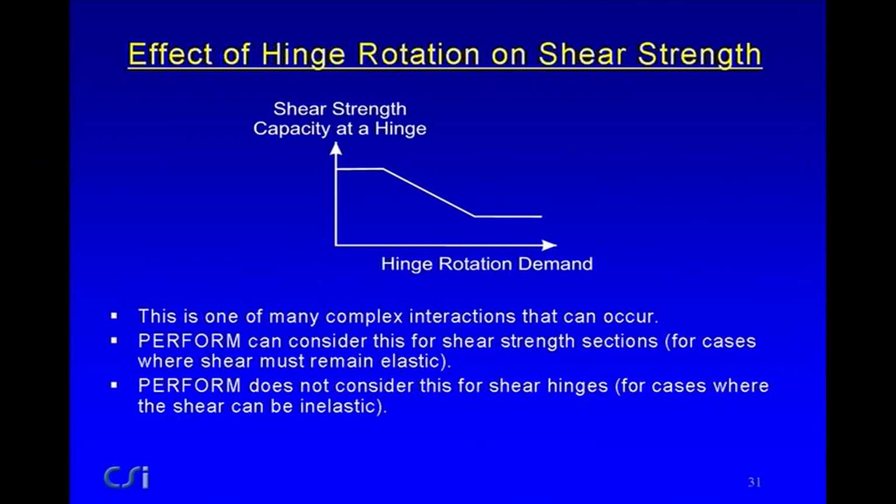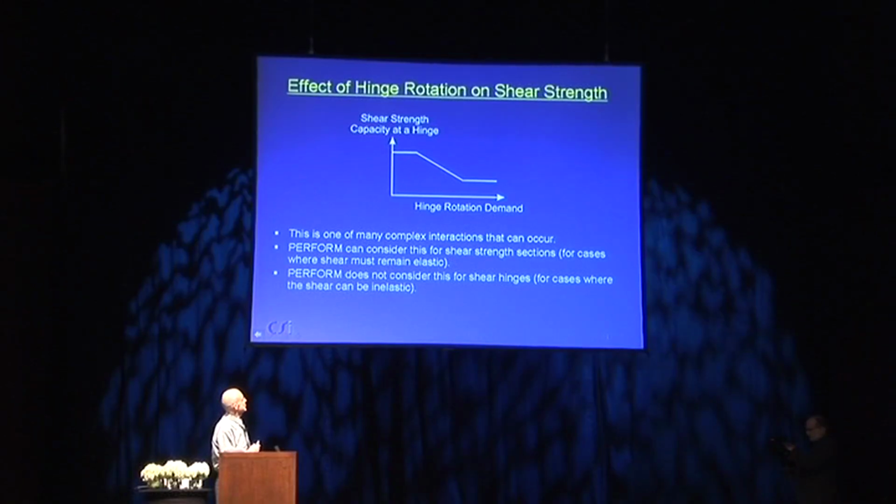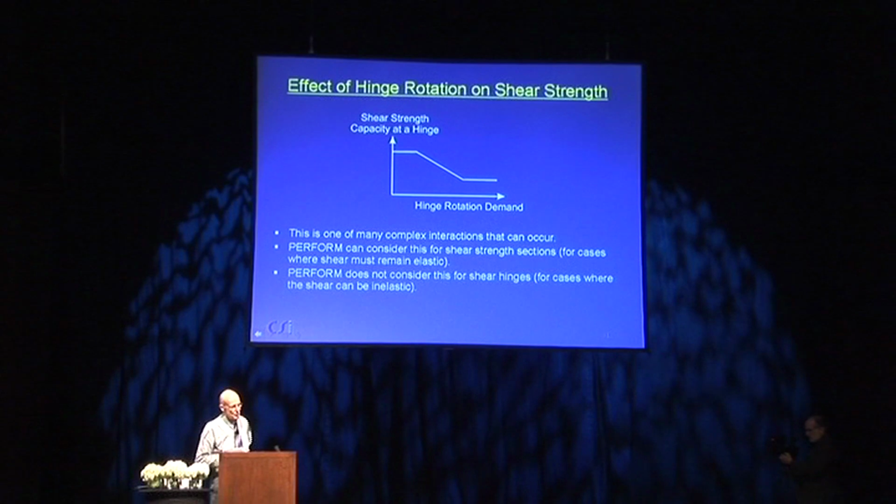There's a complication, is that the larger the hinge rotation, the smaller the shear strength. And again, I think you can see this intuitively. If you have a rotation at a hinge, it's going to degrade the shear strength. And it tends to look something like this. This is your shear strength capacity versus the hinge rotation demand. And it's one of many complex interactions that can occur. It's one of the biggest complications in nonlinear behavior, these interactions.